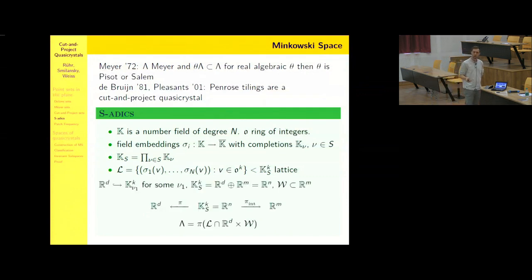So then we'll take some completion, take some real subspace, and R^m, which will be the internal space. Its orthogonal complement. So we write the Minkowski space as R^d plus R^m. We choose some window, and we'll get a Cartan project set.